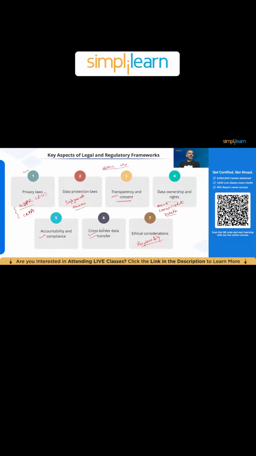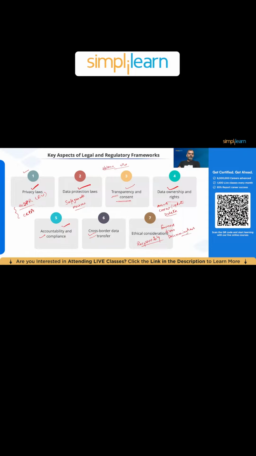So the major key aspects of any legal or regulatory framework are these seven, where we talk about privacy law, data protection law, transparency and consent framework, data ownership law, accountability and compliances law, cross-border data sharing law, and finally ethical considerations regarding fairness, bias, and discrimination.